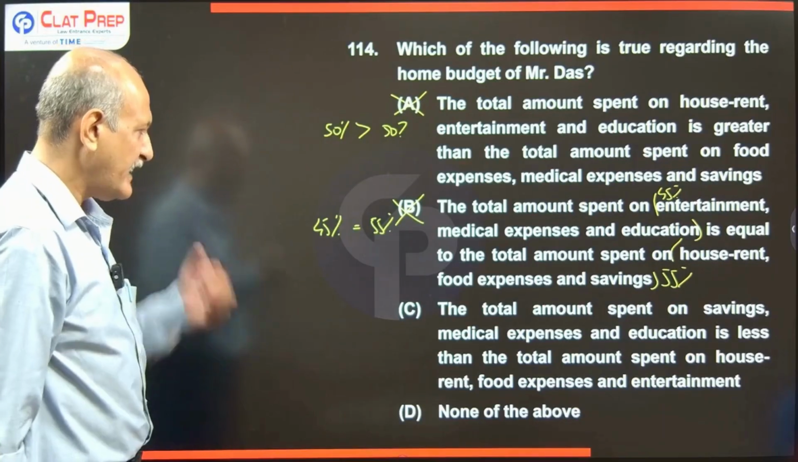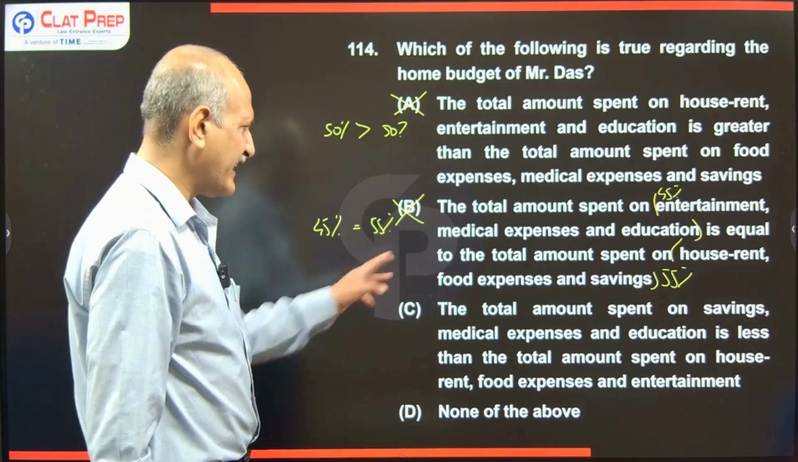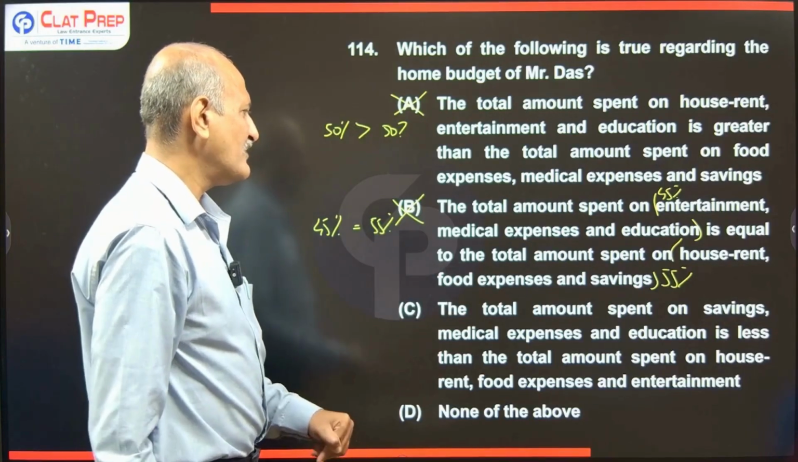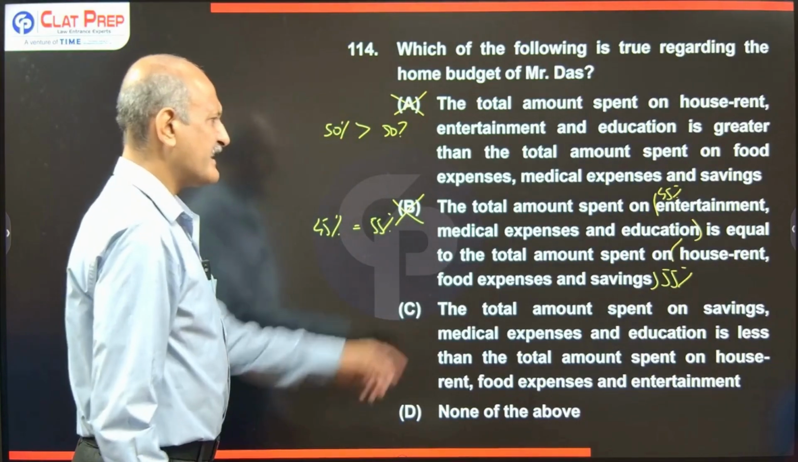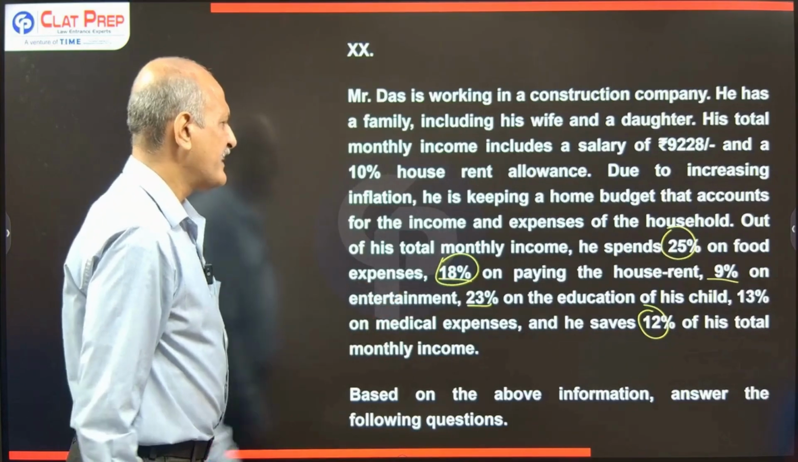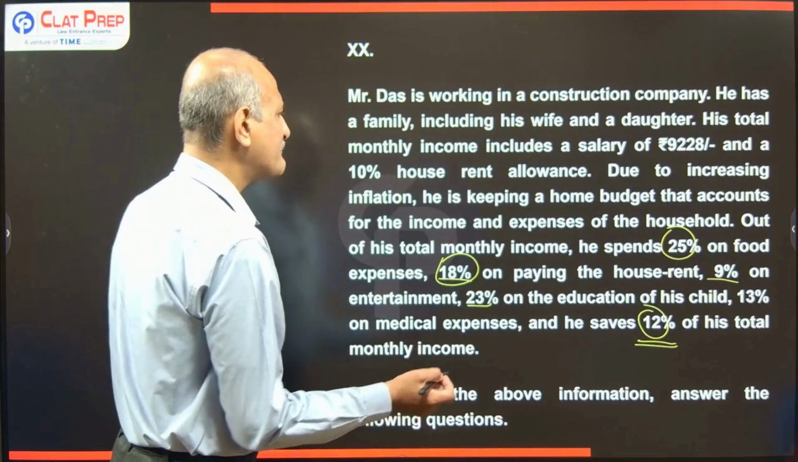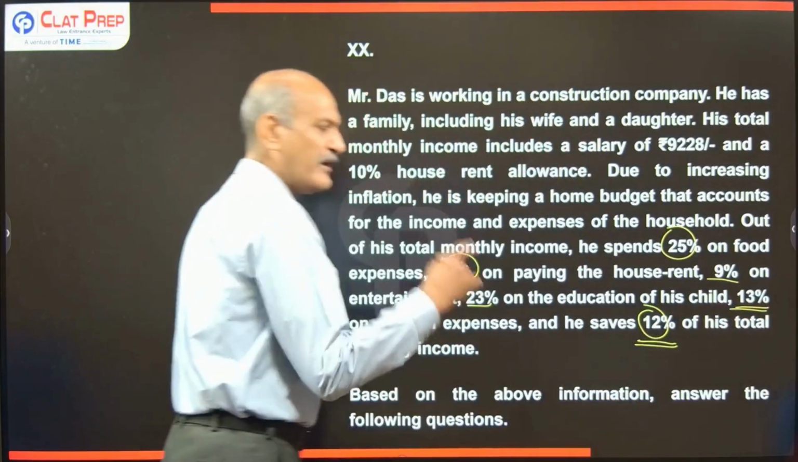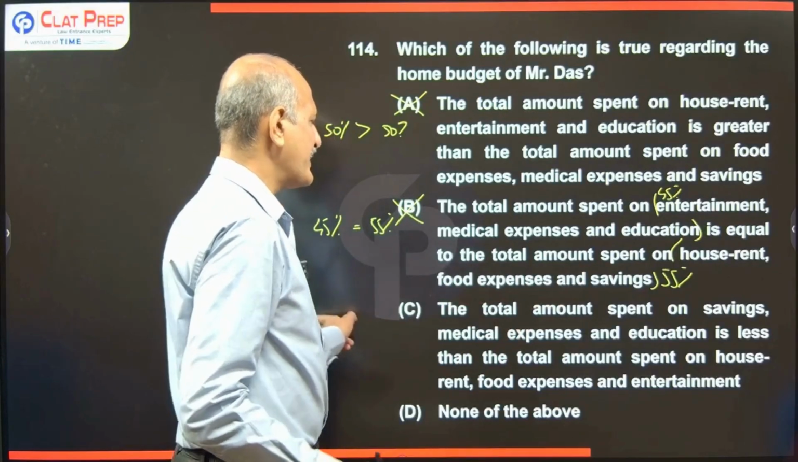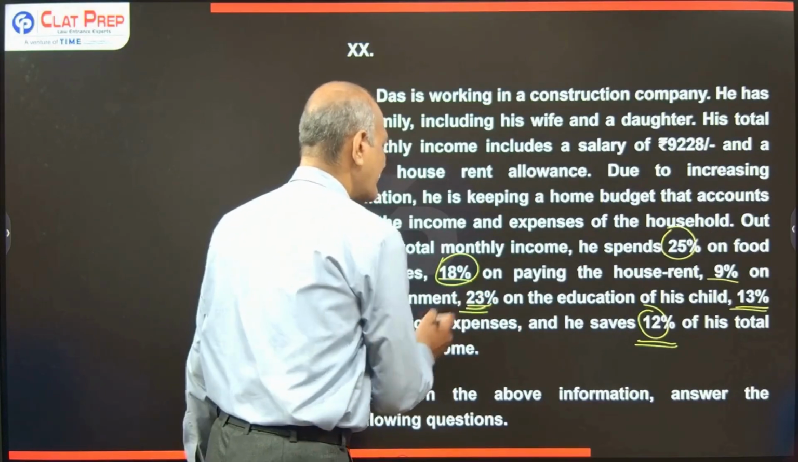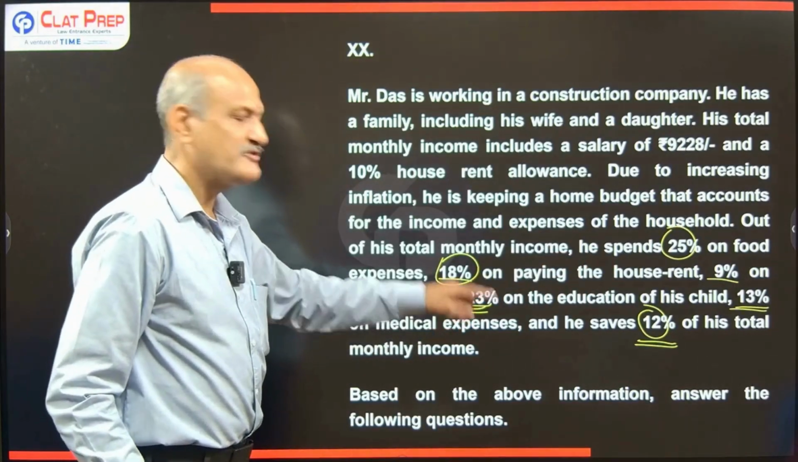Now let's see the other one. It reads, the total amount spent on savings, medical expenses and education, 3 categories, is less than the total amount spent on house rent, food expenses and entertainment. So let's calculate for savings, medical expenses and education. Savings is 12%. Medical expenses is equal to 13%. 12 plus 13, how much? It is 25. And education is 23%. So 25 plus 23, how much? It comes equal to 48.